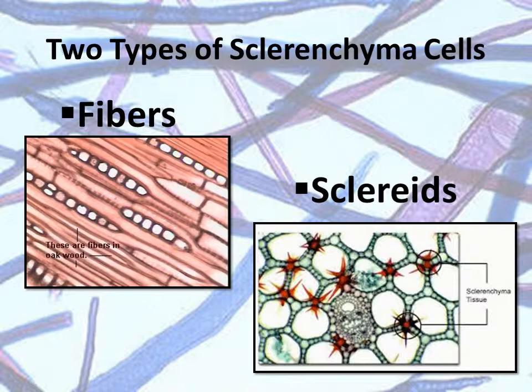Two types of sclerenchyma cells. The first is fibers, which are elongated and provide rigid support. The second one is sclereids, which are in various shapes and may pack together densely, as in a nutshell. They occur as clumps or in pairs.